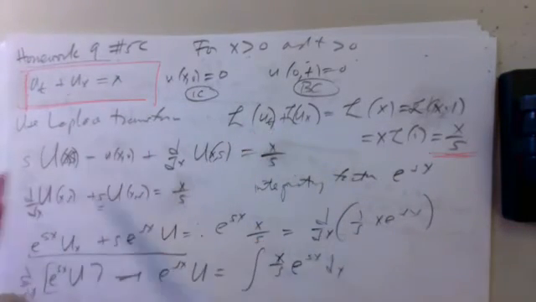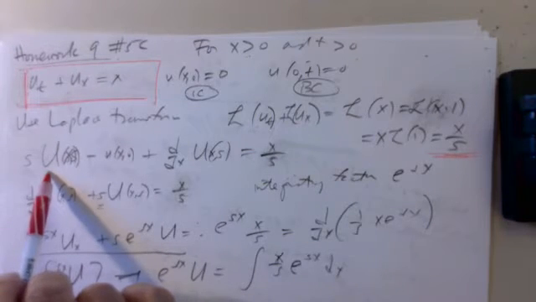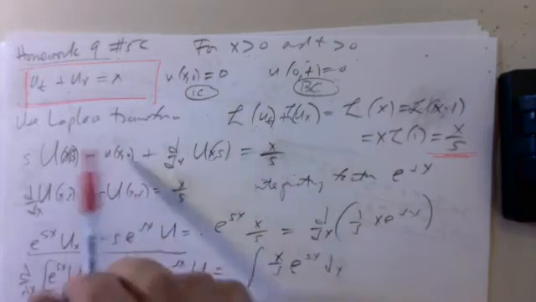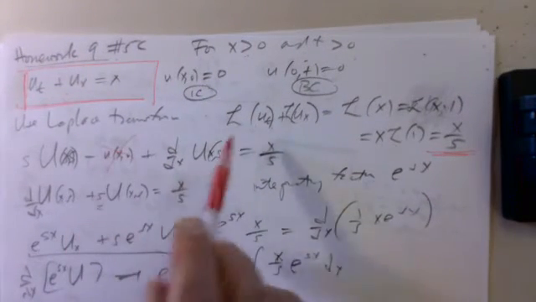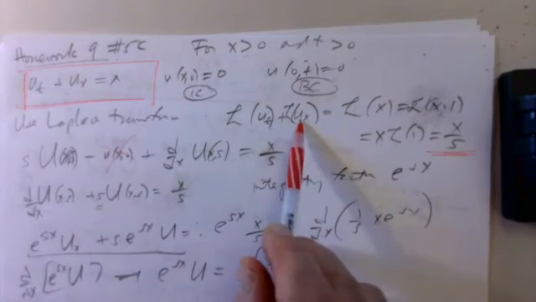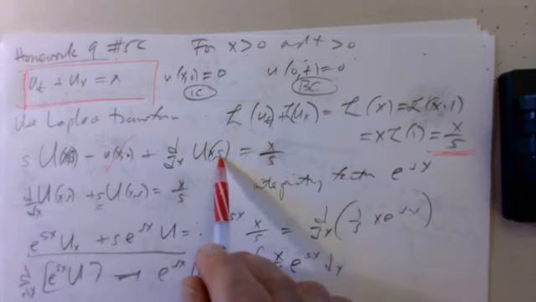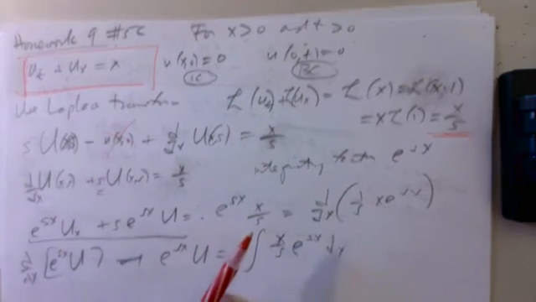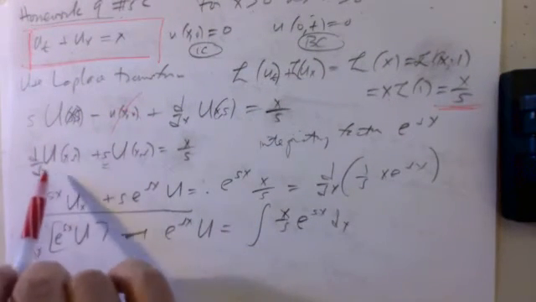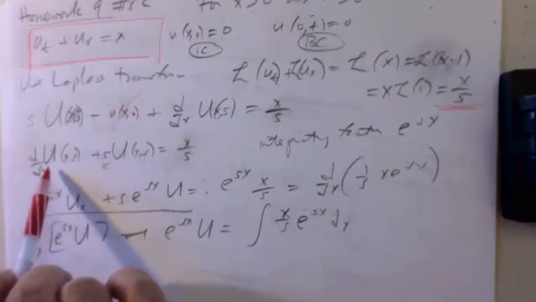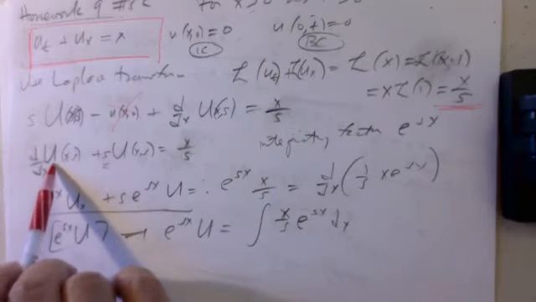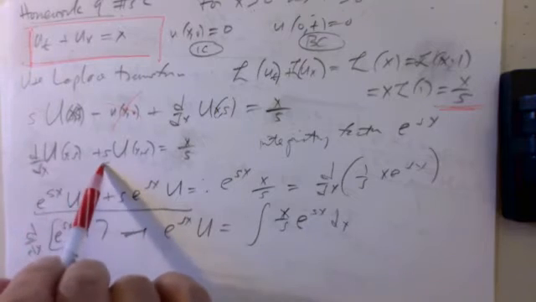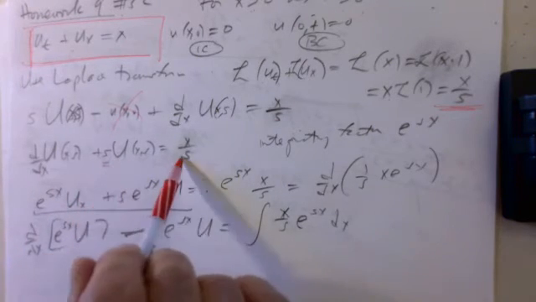The Laplace transform of u_t is s times the Laplace transform of u minus the initial condition, but the initial condition is 0, so that term disappears. The Laplace transform of u_x is the derivative of the Laplace transform of u with respect to x. So we get this first order differential equation for the Laplace transform of our unknown function: the derivative of u with respect to x plus s times u is equal to x over s.